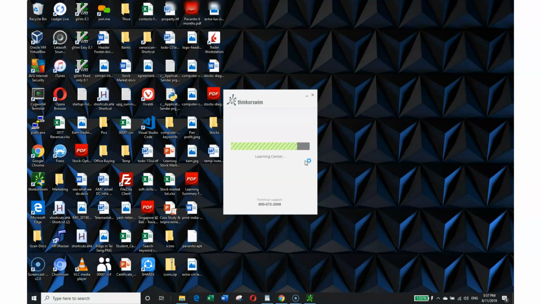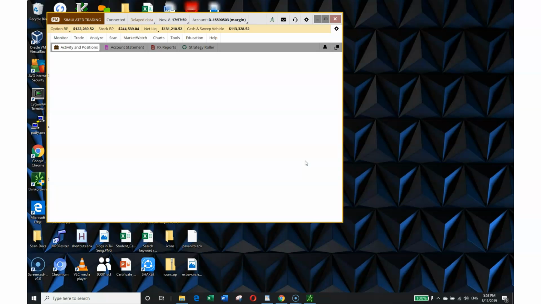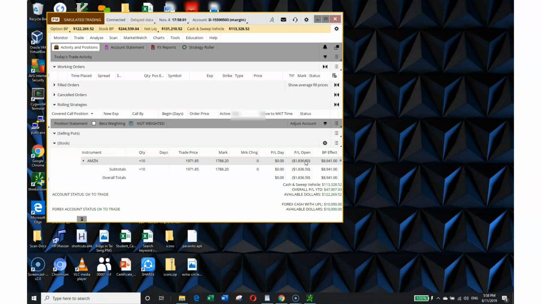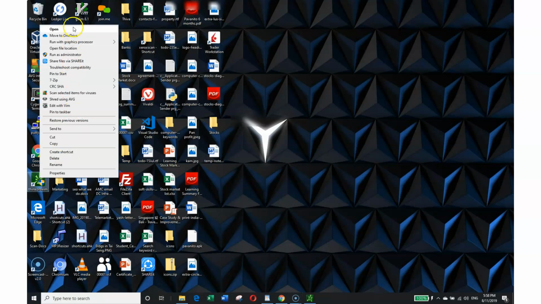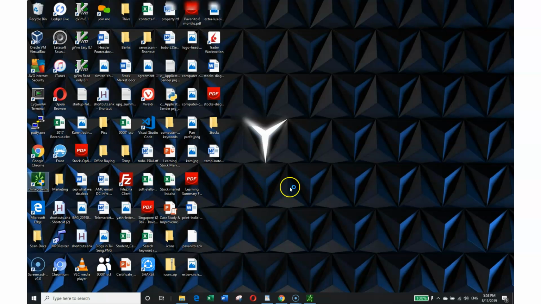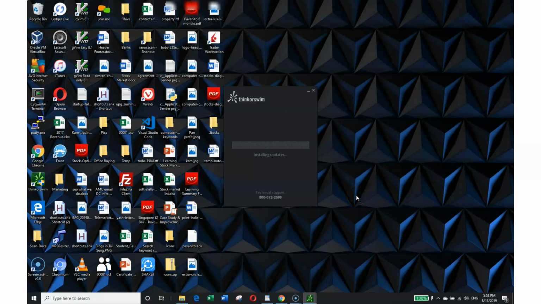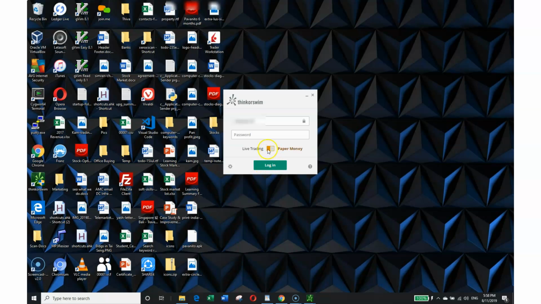Now, why would you open paper trading and live trading both at the same time? So that you can take some trades in the paper trading. I'll minimize this, and you see that here I can click open again or double click this, and it will open up the application again. Once it opens up again, I'll click live trading and I will go and open my actual account.